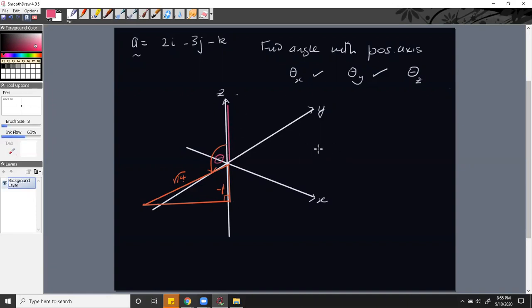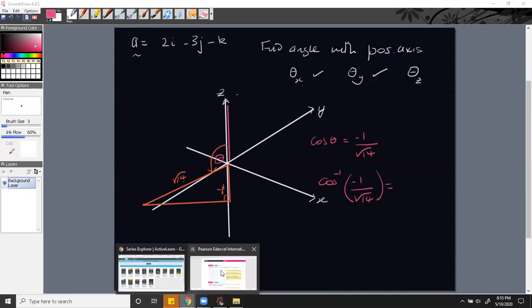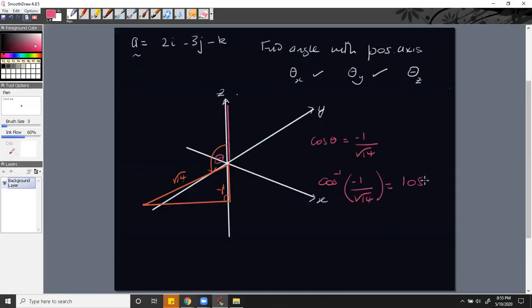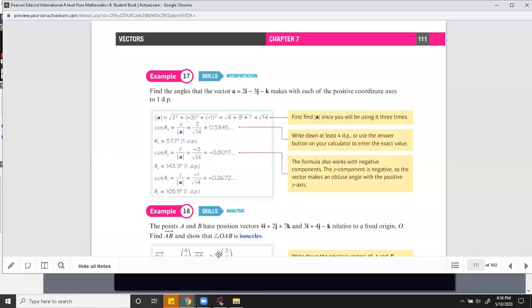So obviously once you've got your head around that, the cosine of theta is equal to -1 over the square root of 14. So cos to the -1 of -1 over the square root of 14, you can work that out for yourself, is 105.5. The answers that you're getting make sense when you think about the diagrams. Okay, so have we finished with that question? Yes, we have. I hope that makes sense to you.